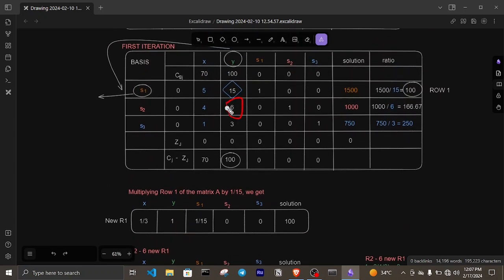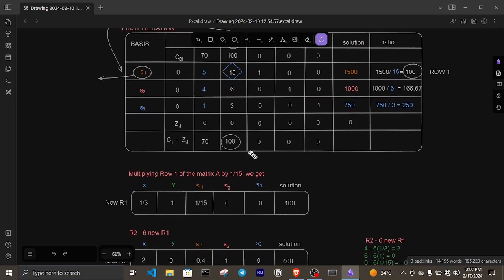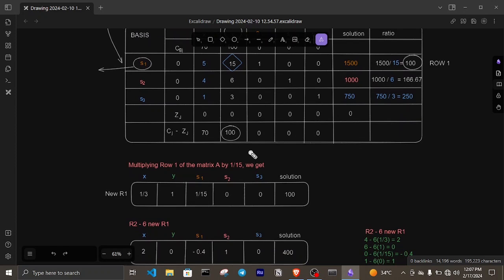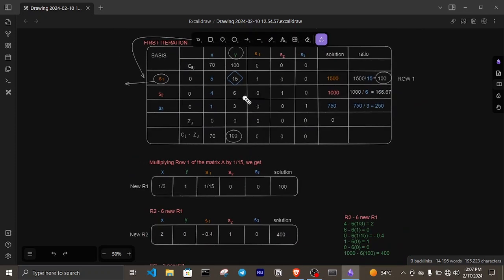Now you may be wondering, why am I taking 6? You can see from down here that since new row 1 has the value at y being 1, and the value down here is 6, I can do 6 minus 6 times 1. That's going to make the value at y here 0, right? The same thing over here. If I take 3 minus 3 times 1, I can get the S3 y value down here to be also 0. That is what I'm going to basically do.